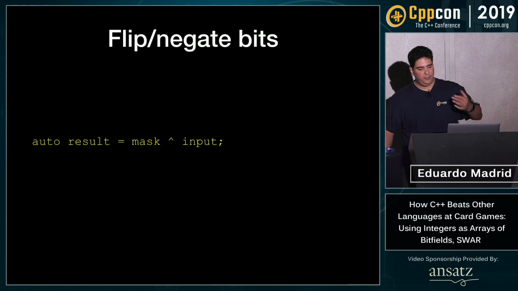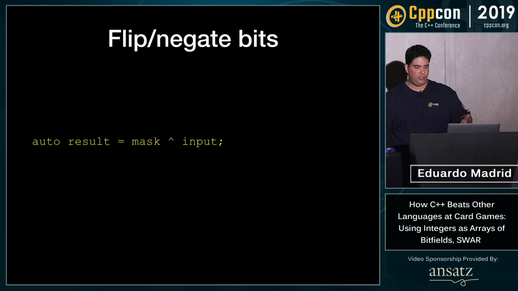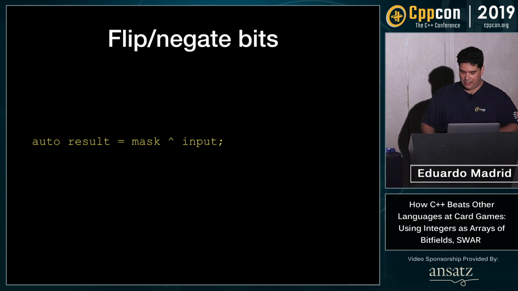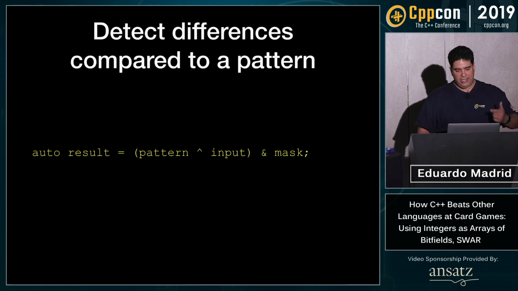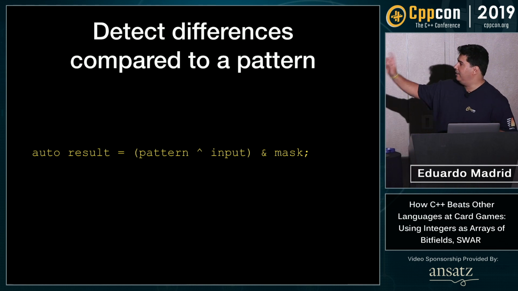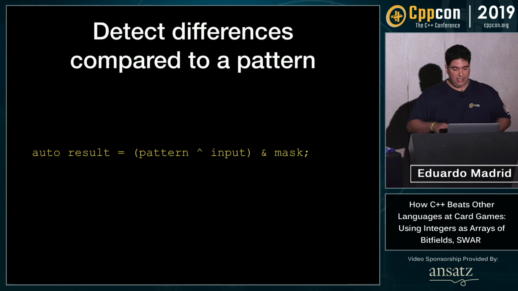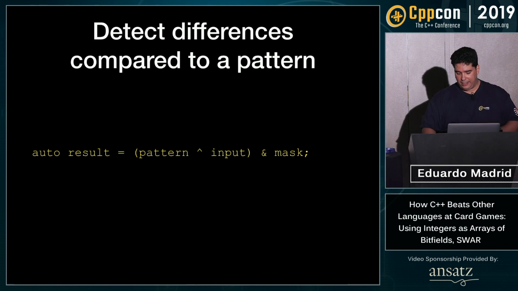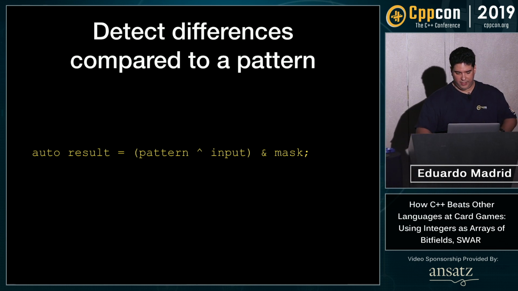To flip and negate the bits, because the mask is what tells you what are the bits of interest, it is not a unary operation anymore. It is a binary operation, and the operator that we use is the exclusive OR. And to detect difference compared to a pattern, if you see the exclusive OR and pattern and input, it's gonna be 0 if they are both equal. And from those differences or similarities, you take the ones that you care about by using the bitwise AND against the mask. That again tells you what are the bits of interest.